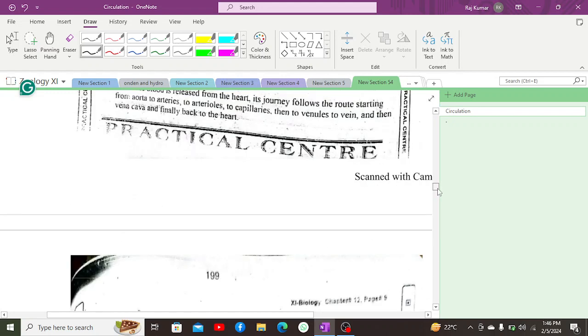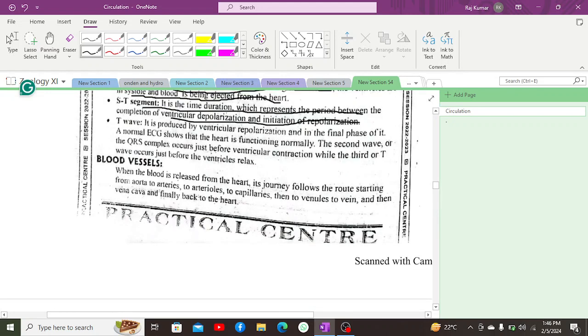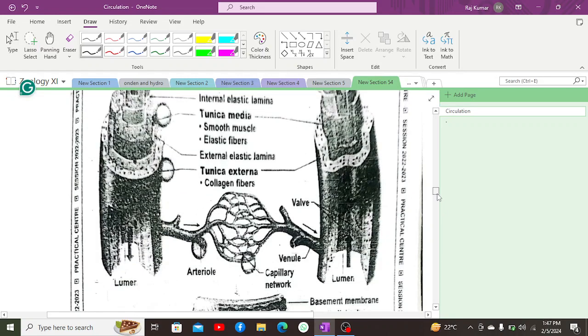And then when it comes to blood vessels, when the blood is released from the heart, its journey follows a route starting from the aorta to arteries, to arterioles, and to capillaries, and then to venules, to veins, and then vena cava, and finally back to the heart. This is a basic concept we have studied in junior classes.